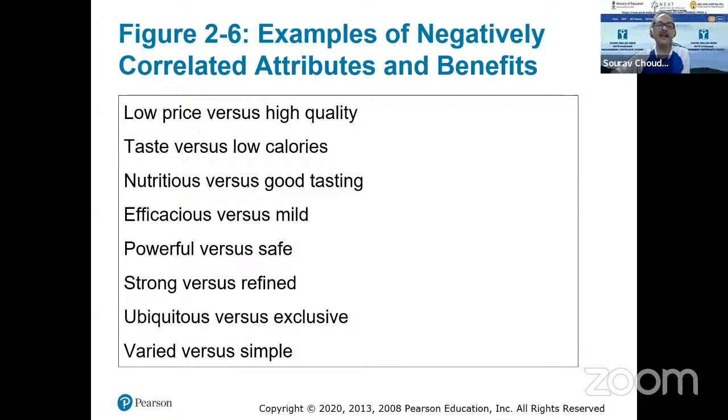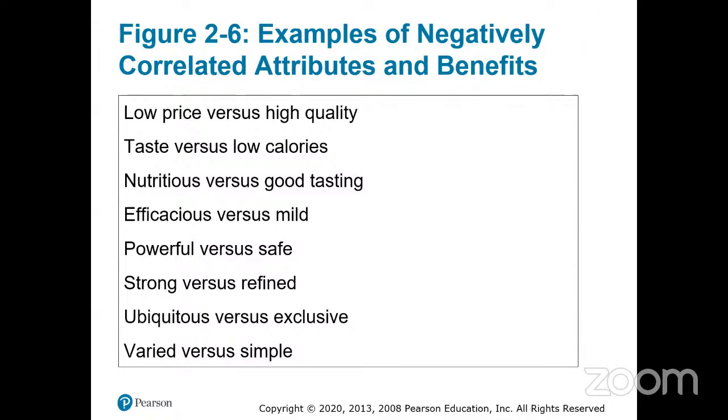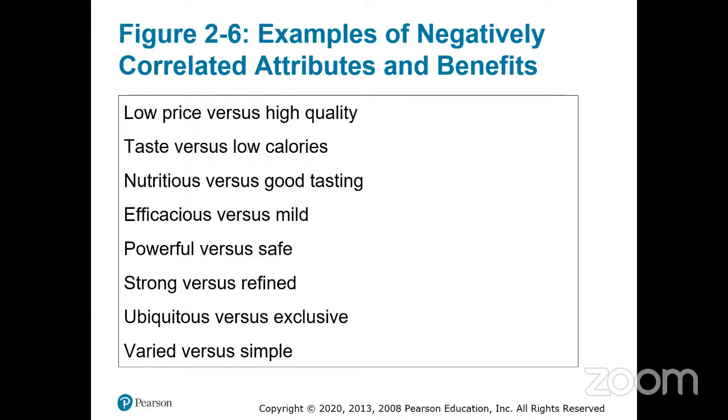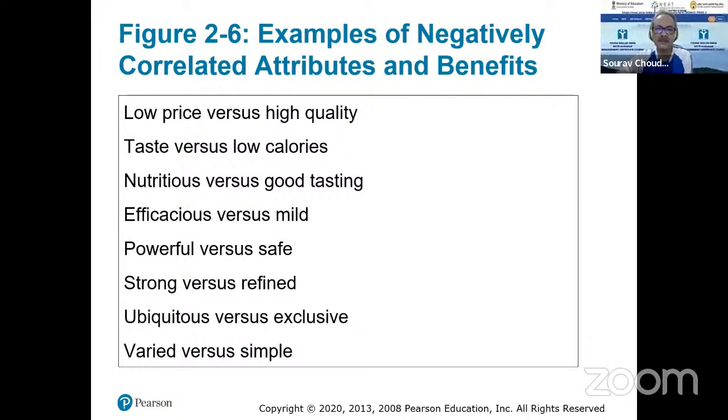Efficacious versus mild. I give you a mild oil, however, it's very efficient. I give you a mild medicine, but it's very efficient. I give you a powerful car, but it's very safe. It can be. If it is there, then it's one of the best. I give you a strong perfume, or I give you a strong oil, however, it's refined. I give you variety, however, it's simple. It's not complex. You don't understand this negatively correlated attributes?